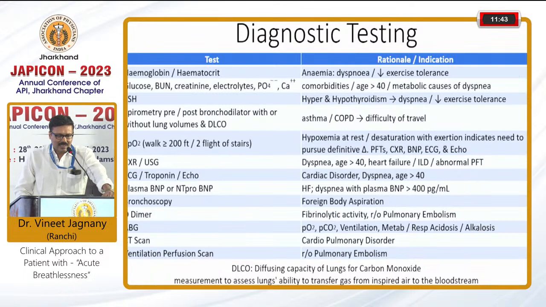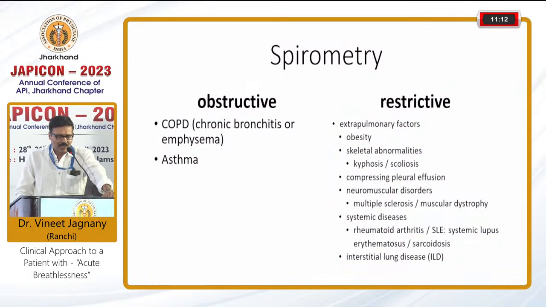We need to have some diagnostic tests like blood counts, which help us to diagnose anemia or infection. The comorbid conditions, such as blood glucose levels and hypothyroidism, should be ruled out. Spirometry helps us to understand the pulmonary cause. The chest X-ray and ultrasonography help in pulmonary causes, whereas ECG, pro-BNP, etc. help us to diagnose the cardiac cause. In advanced cases, we may require ABGs, CT scan, or perfusion scan. In spirometry, obstructive or restrictive causes can be differentiated, where obstructive could be COPD and asthma, and restrictive could be more of the extrapulmonary causes.